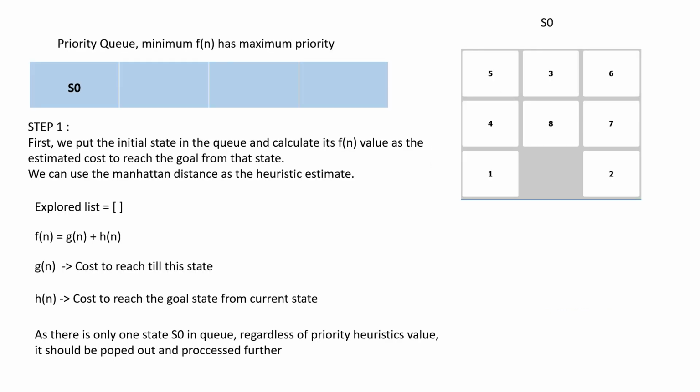The A-star algorithm solves this problem by using a priority queue that stores the states to be explored based on their heuristic value f(n), which is the sum of the cost to reach the state and the estimated cost to reach the goal from that state. First, we put the initial state S0 in the queue and calculate its f(n) value as the estimated cost to reach the goal from that state. We can use the Manhattan distance as the heuristic estimate.